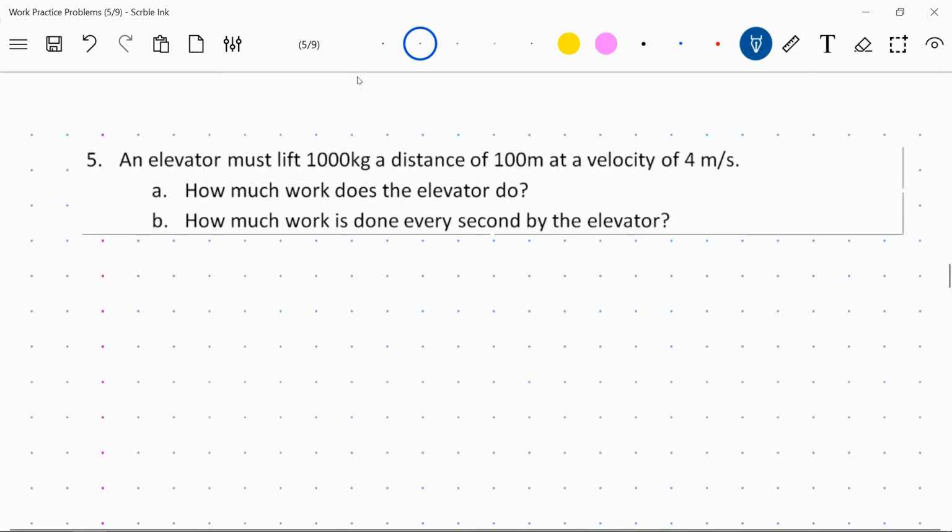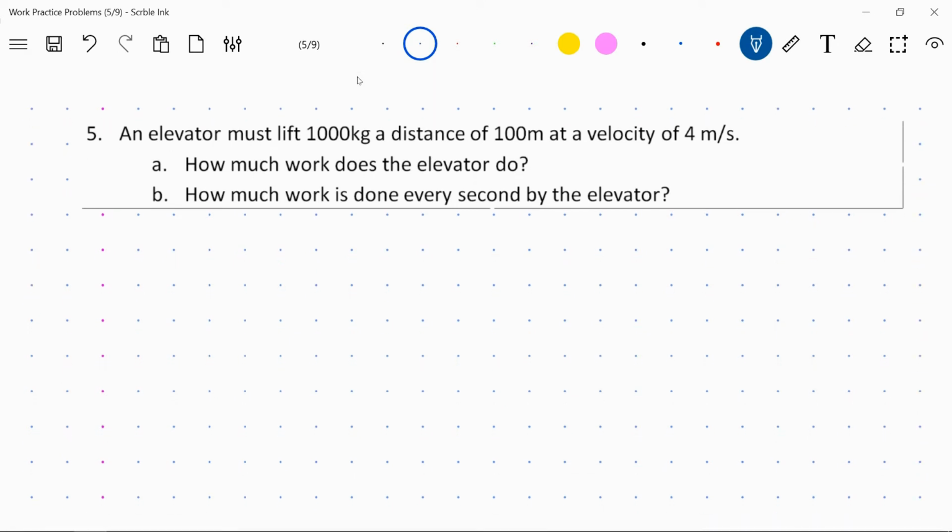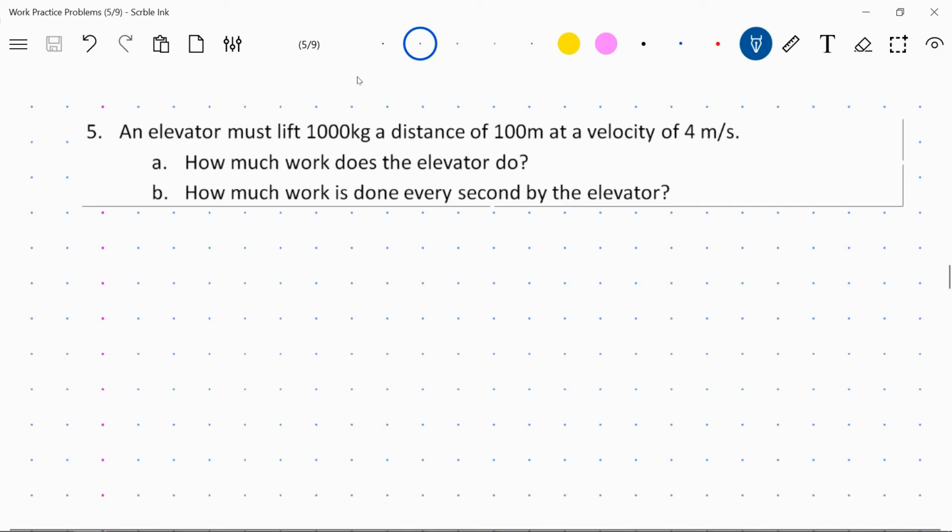Okay, moving along. Number 5. Of course, you can hit pause anytime you want to, but I'm going to just chug right along here to get this done. Number 5 says an elevator must lift 1,000 kilograms a distance of 100 meters at a velocity of 4 meters per second. It's moving upwards, or you could think of that as a speed of 4 meters per second. A, how much work does the elevator do? Interpreting that as how much work did the elevator do to that 1,000 kilogram object? And then part B is how much work is done every second by the elevator. It's moving along nice and steady.